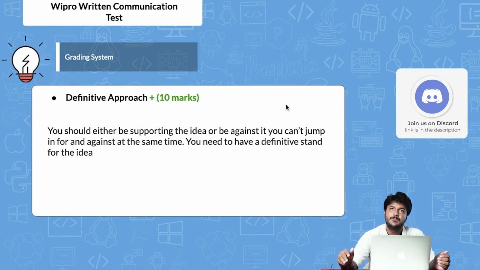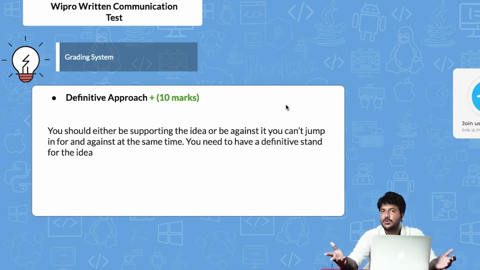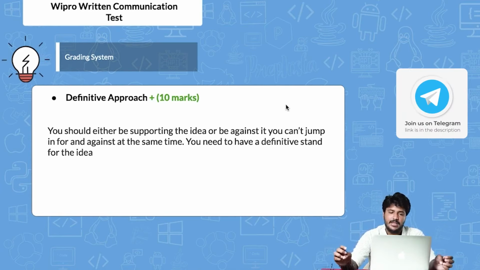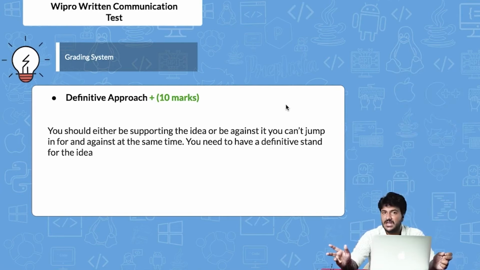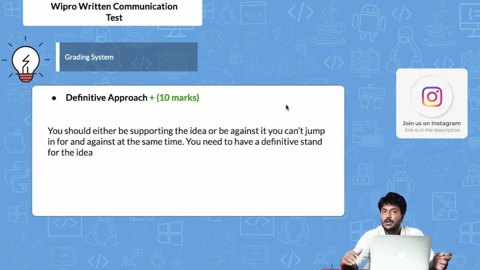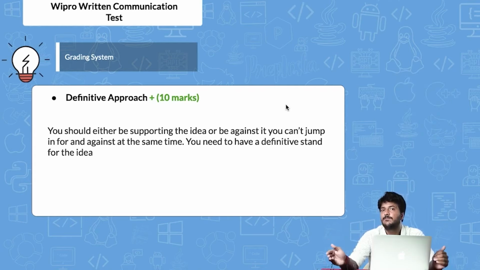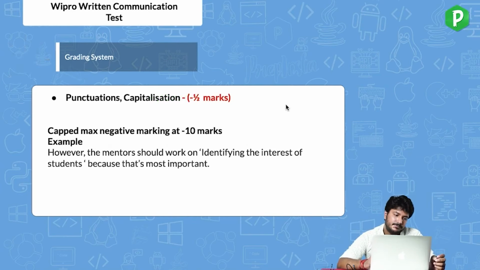For example, if the topic is whether social media is good or bad, I need to have a definitive stand that either it is bad or it is good. I cannot jump in between. My conclusion should be definitive, that okay, it is bad or okay, it is good. Maybe I can articulate a few things which are positive and negative for both, but at least in the conclusion it should be a definitive stand. I'm going to cover a little bit more about it. So you need to follow a definitive approach, right?